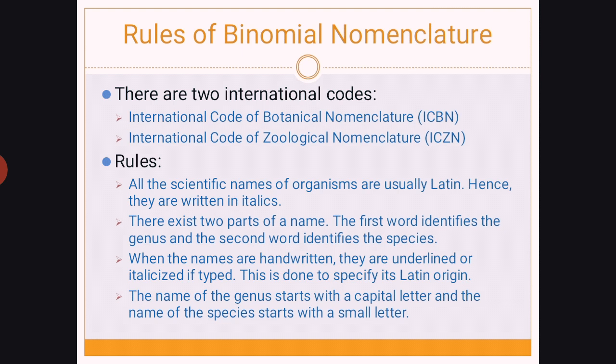The third point depicts the rule of how to write these Latin scientific names by paper and pen. When handwritten, the names should be underlined separately, that is, one line under the genus name and one line under the species name. And when it is typed, it should be in italics. And the last point is the name of the genus should start with a capital letter and the species name starts with a small letter. So these are all the detailed information about the process of nomenclature.